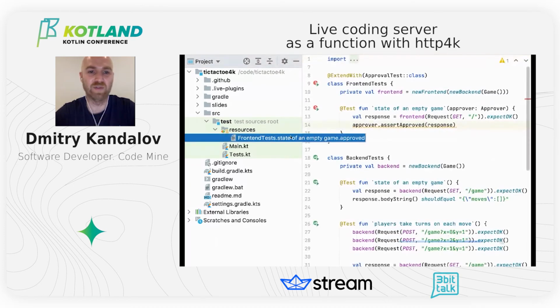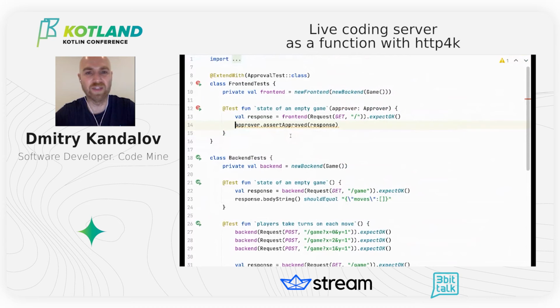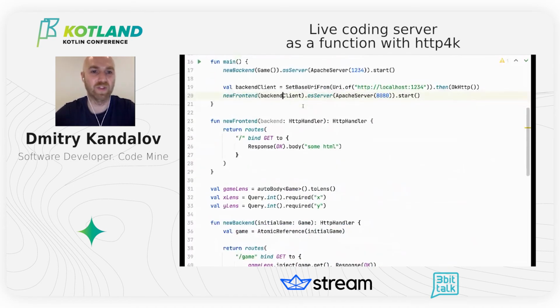That's the idea of approval tests. They're also known as snapshot tests or golden master tests, but approval is the best name for it because it's not about golden master and it's not about snapshots. It's about humans checking it and approving the content.